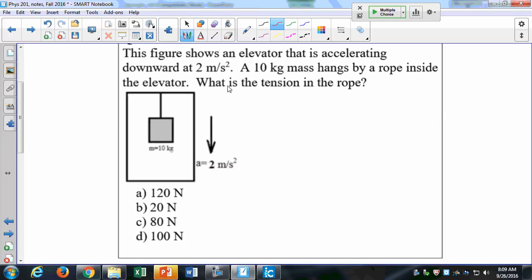All right, let's try this question. This figure shows an elevator that is accelerating downward at 2 meters per second squared. A 10 kilogram mass hangs by a rope inside the elevator. What is the tension in the rope?